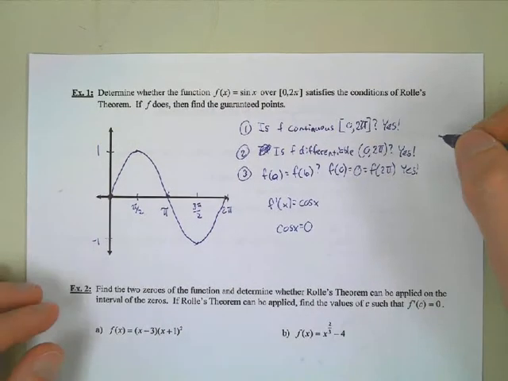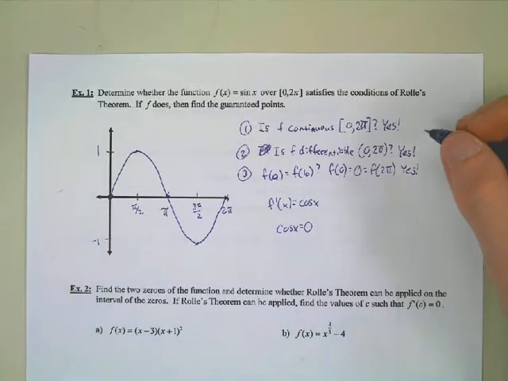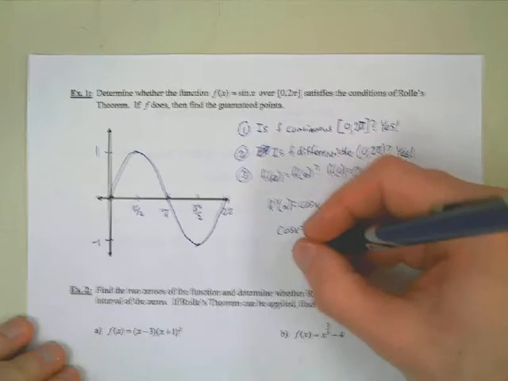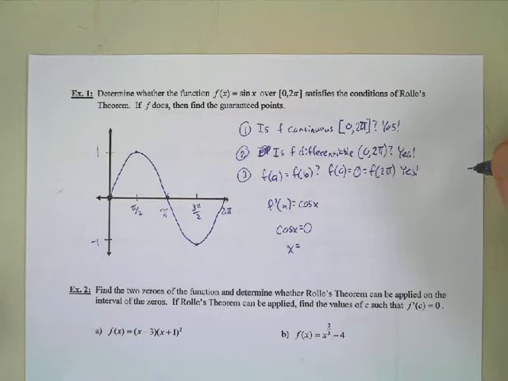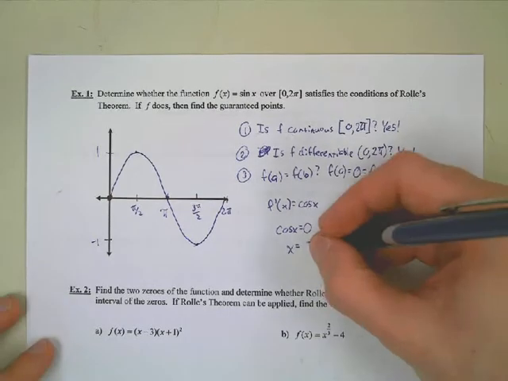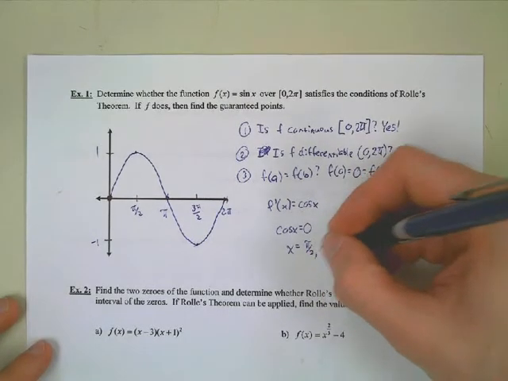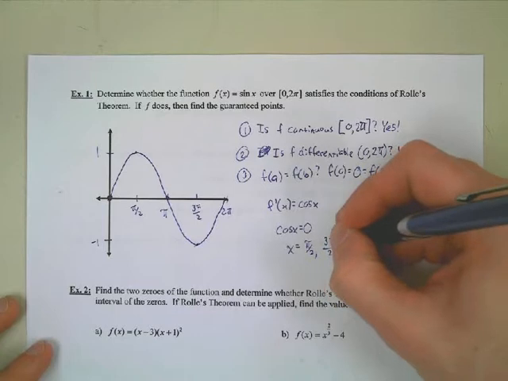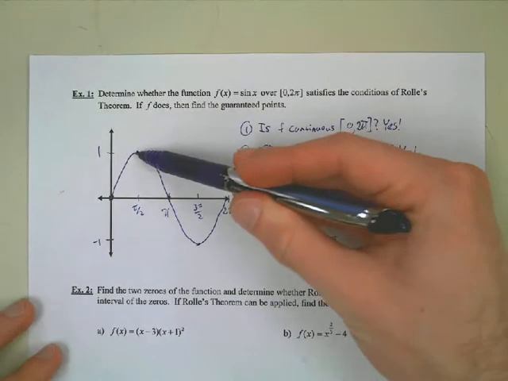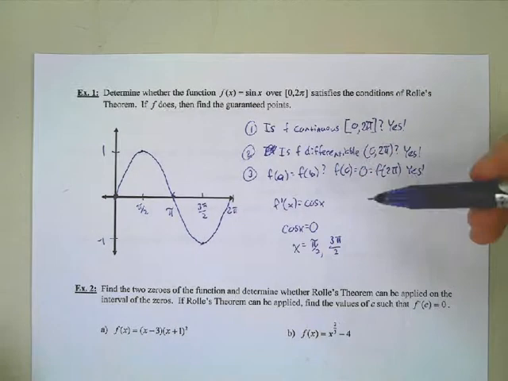Right now, we know when cosine of x equals 0. When does cosine x equal 0? At pi over 2 and 3 pi over 2, right? You can also just look at the graph right here. Tangent line, tangent line. So there's where the derivative equals 0. Pi over 2, 3 pi over 2, okay?